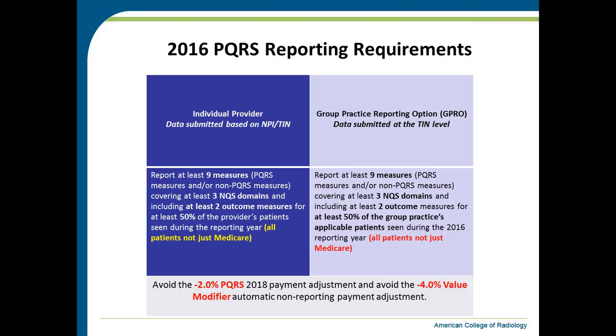For at least 50% of all patients seen. So that's, if you're doing individual reporting, that's per provider, or if you're doing group reporting, it's 50% for the group. And if we come down to the finish line and you realize you do not have 9 measures or 3 domains, we would recommend that you use a different reporting mechanism for 2016. We want our participants and our docs to be successful.